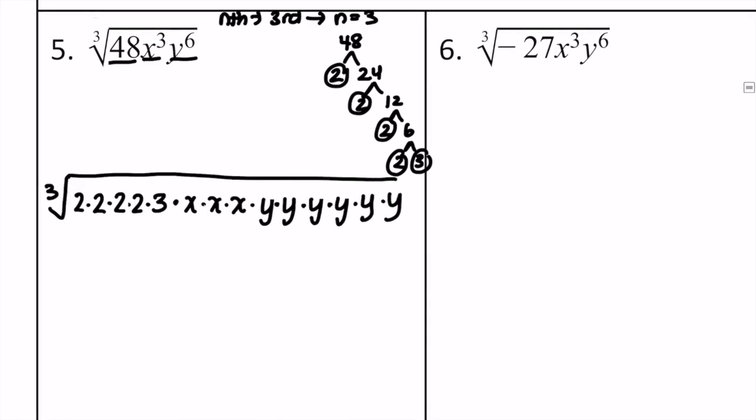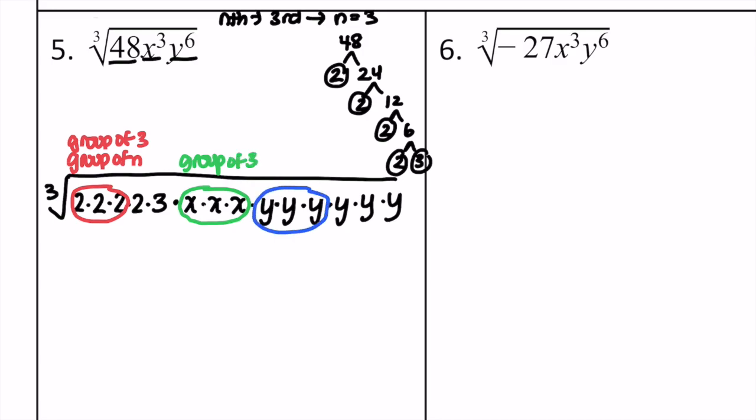Now I want to take out groups of n, groups of 3. So I'm taking out for the constants a group of 3 2's. This is a group of n, or a group of 3, since n is 3 in this case. And then I'm going to circle. I don't have any other groups of 3 for the numbers. Then I'm going to go to my x's. Oh, I have a group of 3. And then for my y's, I have 1 group of 3, 2 groups of 3.